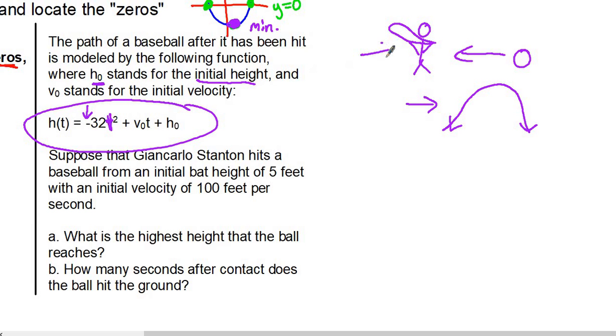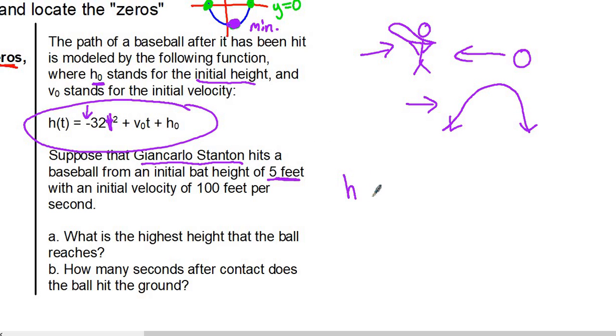So obviously when this guy right here is hitting, he's holding the bat a certain amount off the ground. He's not batting while kneeling on the ground or lying on the ground. So it says Giancarlo Stanton, who, if I'm not mistaken, as of when I'm making this video, I think plays for the Yankees, I could be wrong, hits from an initial bat height of 5 feet.